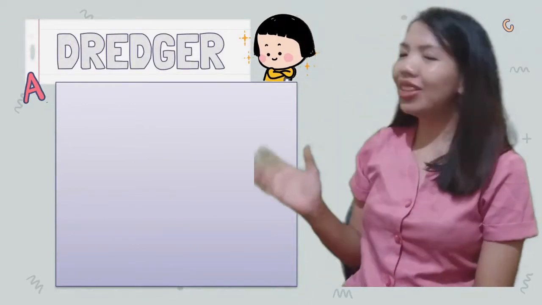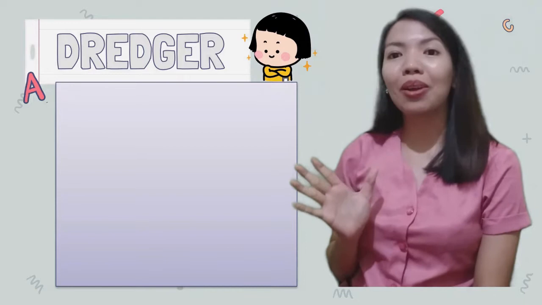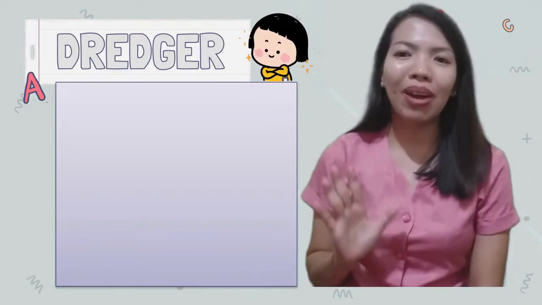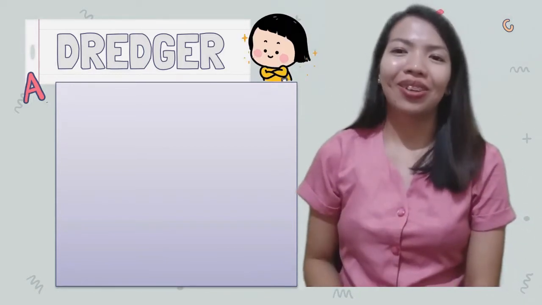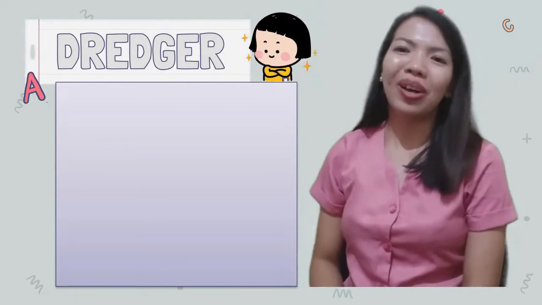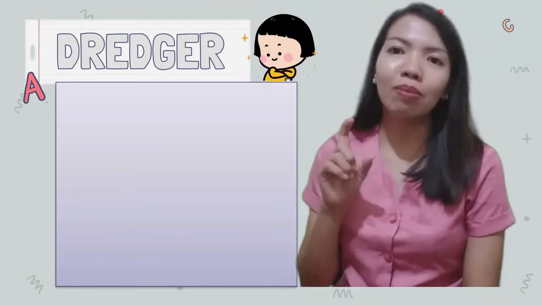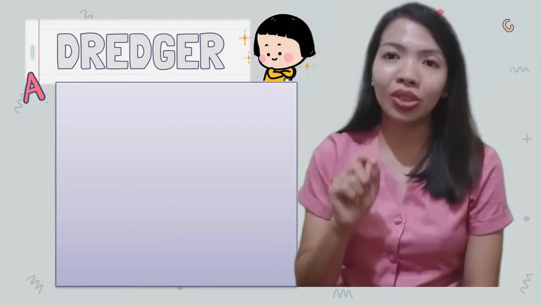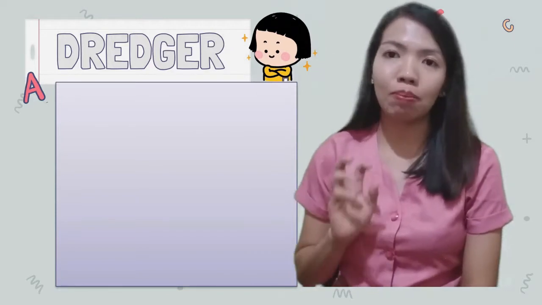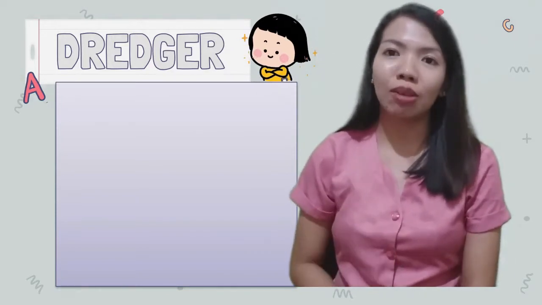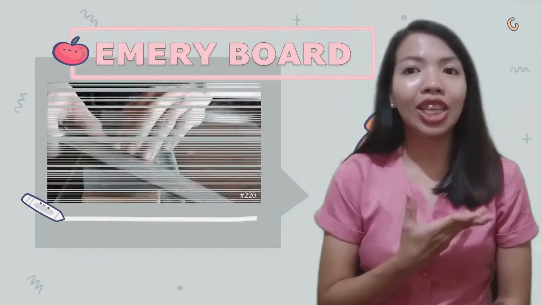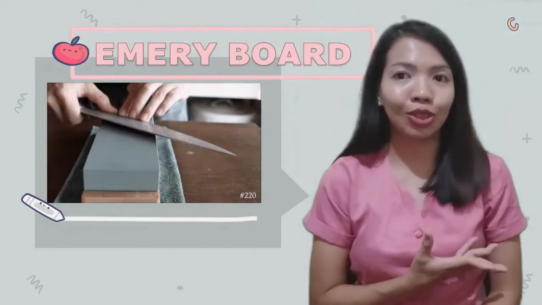Okay, next one we have the dredgers. So everybody's familiar with a dredger, right? So everybody, can you say dredger? Alright, good job. So what is a dredger? Okay, so dredger is a small bottle with small holes on the top, and this one is used to shake pepper, salt, and other kinds of condiments. Okay, emery board. So emery board is used to sharpen different kinds of cutting tools such as knife and scissors.